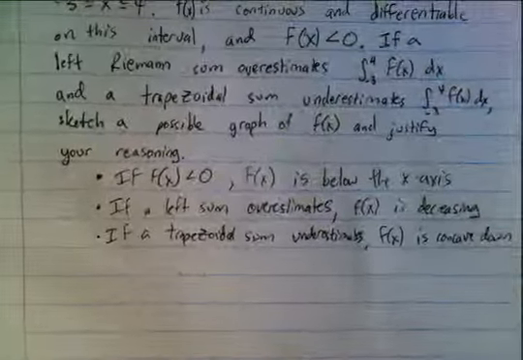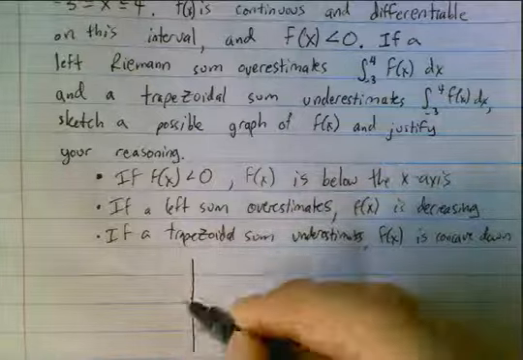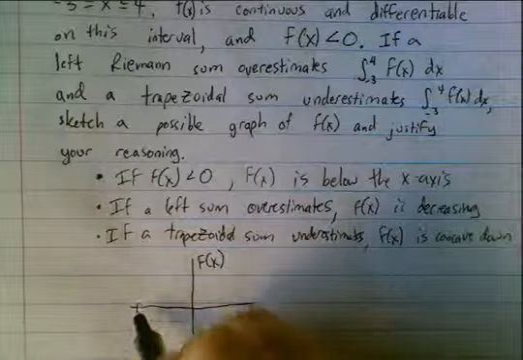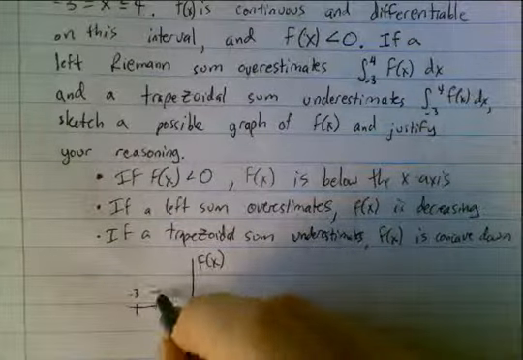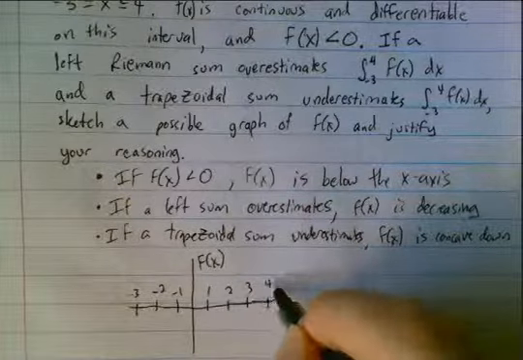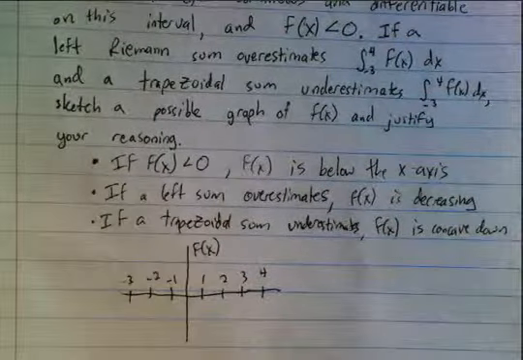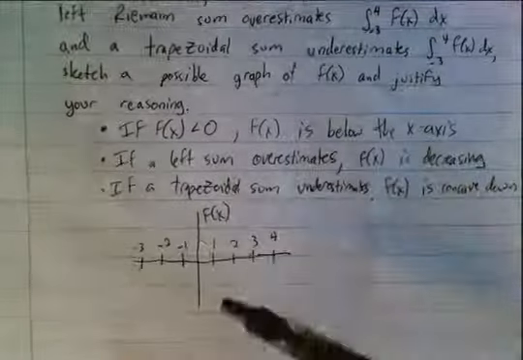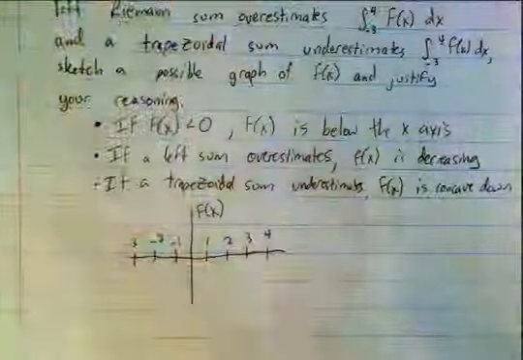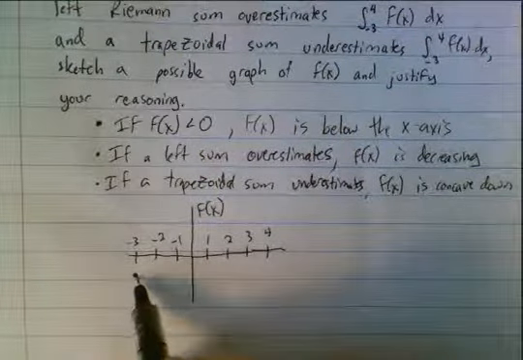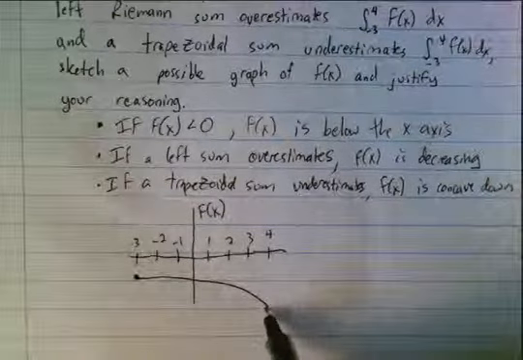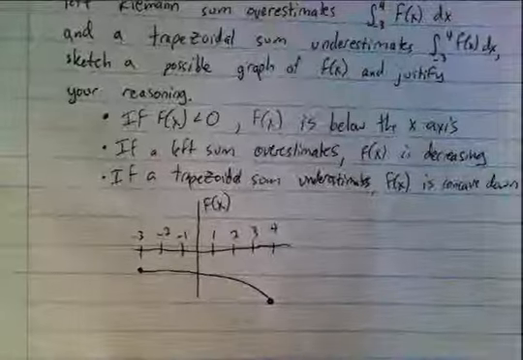So what we want to do is sketch a graph, and we want to go from -3 to 4, because we don't know anything about what happens beyond that. And we want f of x to be below the x-axis, decreasing, and concave down. So that means going from -3 to 4, it should stay below, be going down, and be curved down. Something like that. And that's all there is to it.